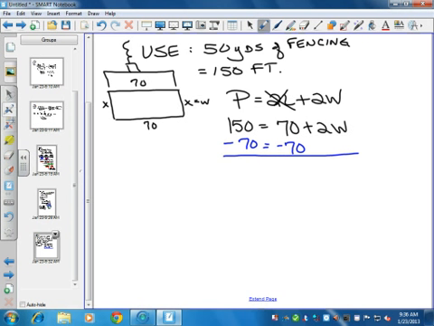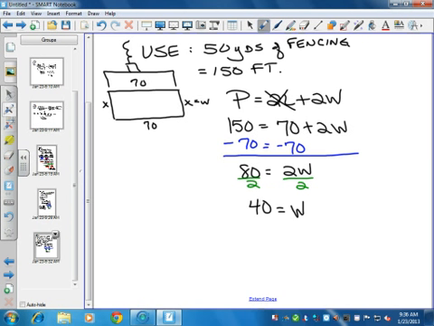Okay. So we're going to get 80 equals 2W. Divide out the coefficient. Right, so even though I'd never ask you on a test what's the definition of coefficient, you have to be able to know what I'm talking about when I say words like that. So W is equal to 40.